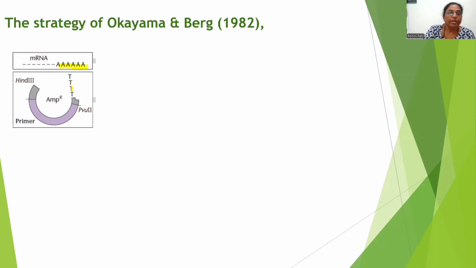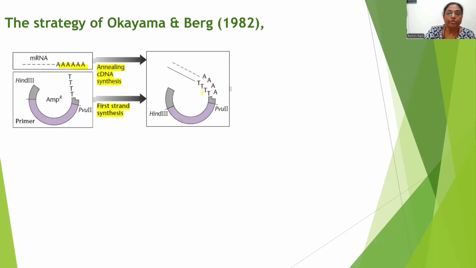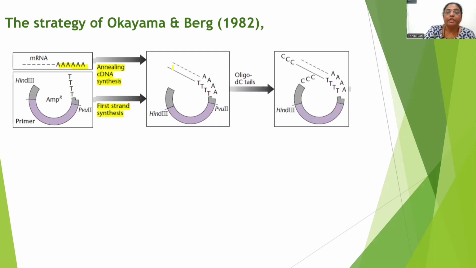This vector and this mRNA have complementary sequences, so there will be the annealing of the poly A tail with the poly T tail. Then with the help of the enzyme reverse transcriptase, there will be the synthesis of the first strand of the cDNA. Next, when you have to synthesize the second strand of the cDNA, a known part should be present on the cDNA.